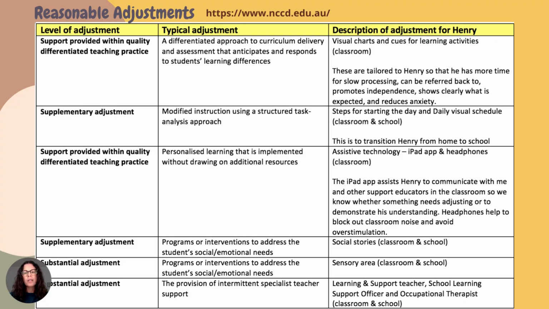This lesson is broken down into small steps, which are shown visually so that he can refer back to them. I use this table of reasonable adjustments aligned with the NCCD to show the level of adjustment, typical adjustment, and then a description of the adjustment I use specifically for Henry. This is shared with Henry's learning support team to monitor and change his goals according to his development.